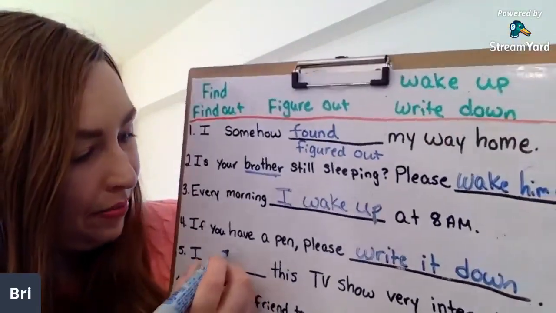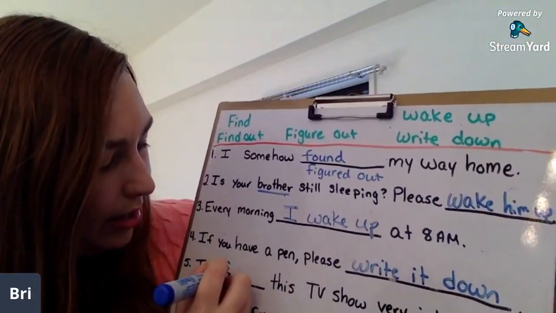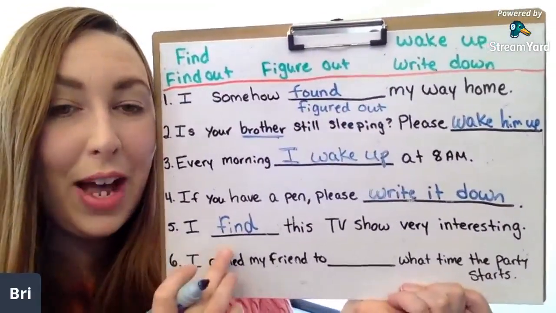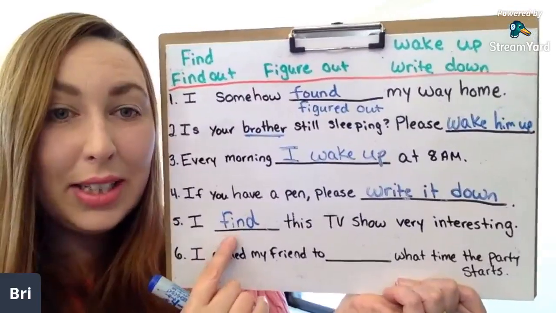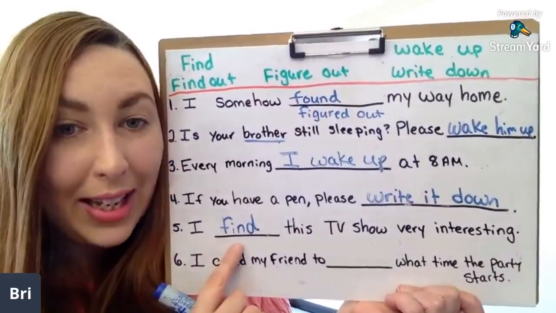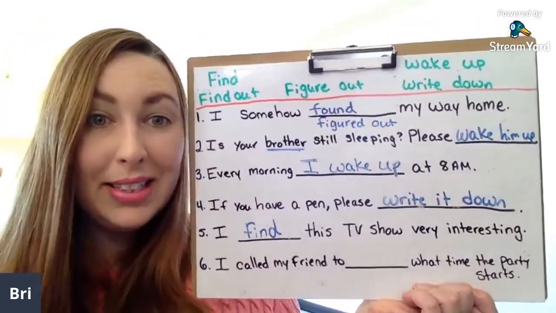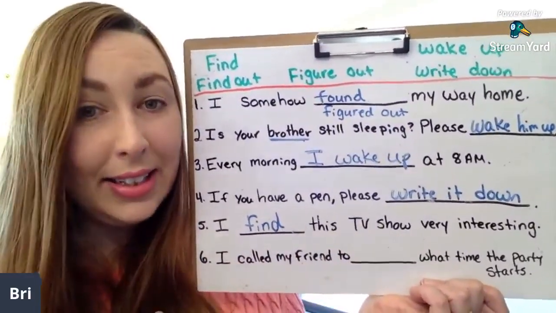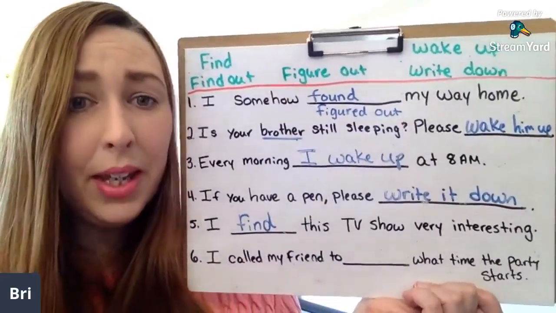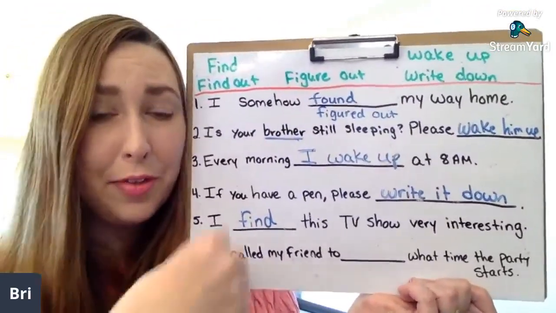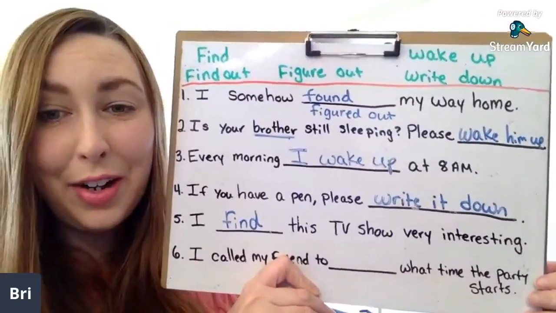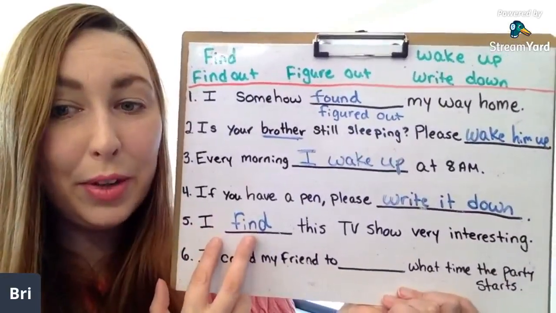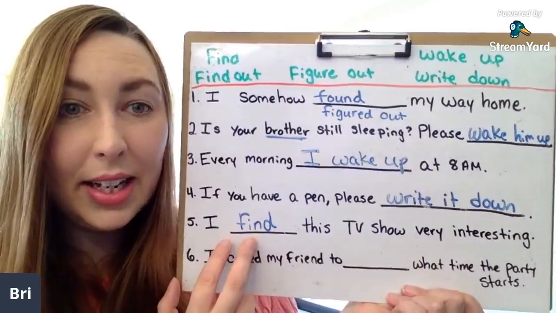Very good. So here, I find this TV show very interesting. I find this TV show very interesting. So if you didn't watch the other lessons, find also means that you think something. I find this TV show very interesting. So I think this TV show is very interesting. We could also say, I find math very difficult. I find English very fun to learn. So I think, I find. So this is a good one if you haven't ever used the word find like this. It's a good one to practice.